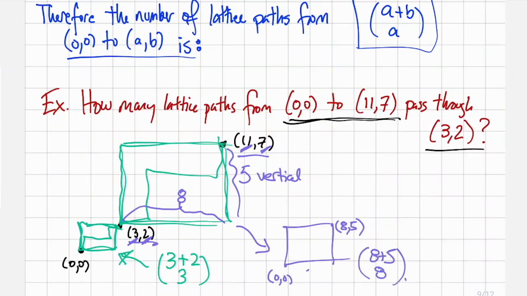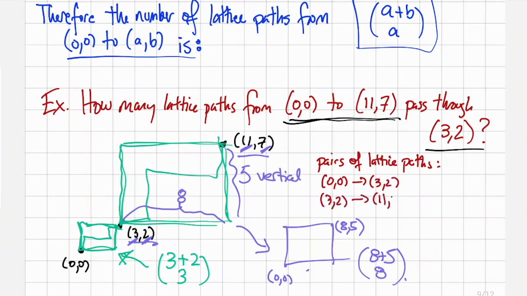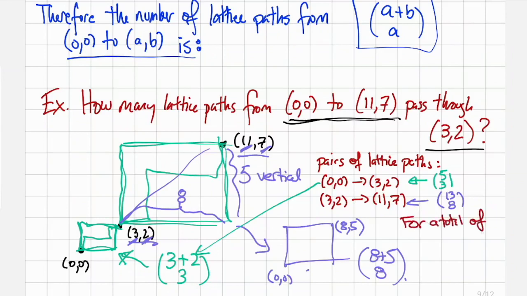And so if we want to count the number of lattice paths from (0, 0) to (11, 7) that pass through (3, 2), those correspond to pairs of lattice paths, one that goes from (0, 0) to (3, 2), and one that goes from (3, 2) to (11, 7). There are 5 choose 3 different lattice paths that go from (0, 0) to (3, 2), and there are 13 choose 8 lattice paths that go from (3, 2) up to (11, 7), for a total of 5 choose 3 times 13 choose 8 such lattice paths.